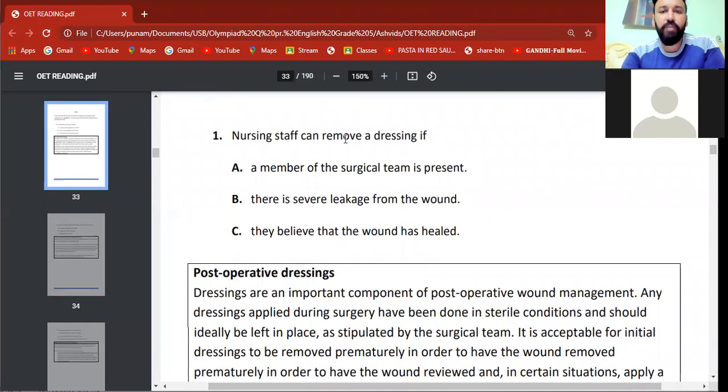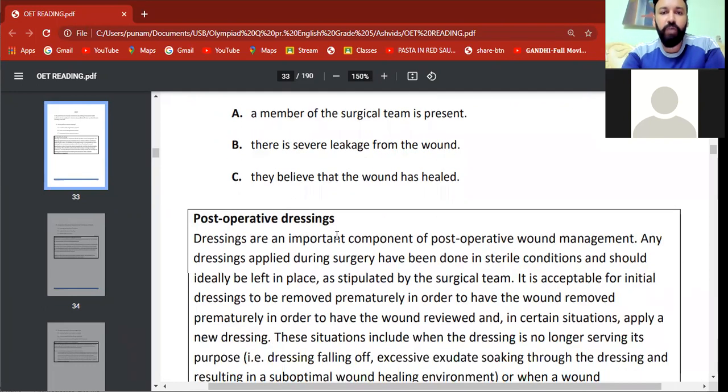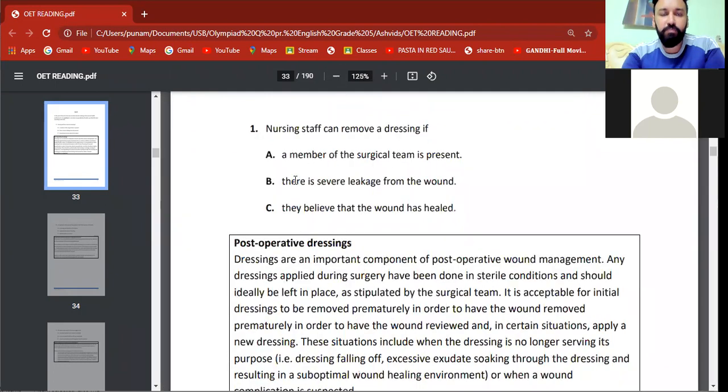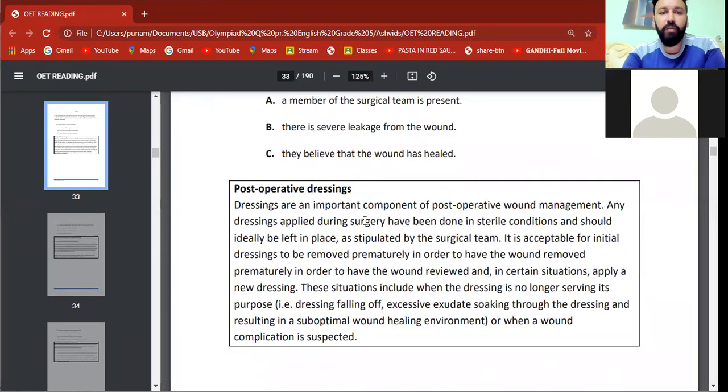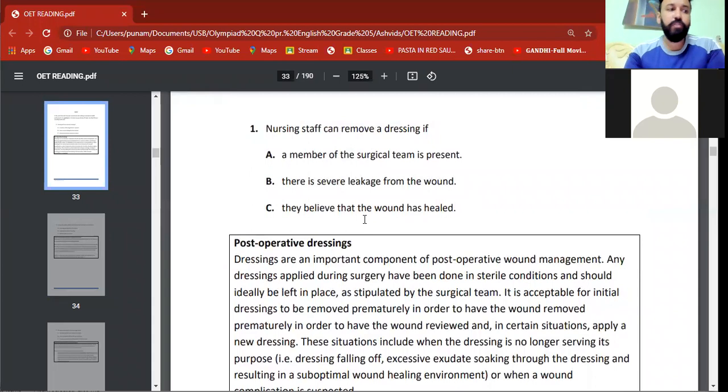Nursing staff can remove a dressing if. So the question is about the nursing staff. You're going to be given one paragraph in part B, so there'll be an assigned paragraph. You don't have to search for which paragraph, you don't have to locate it as such. So there's a condition when they can remove. It's about removal of the dressing, and who's going to remove? The nursing staff.